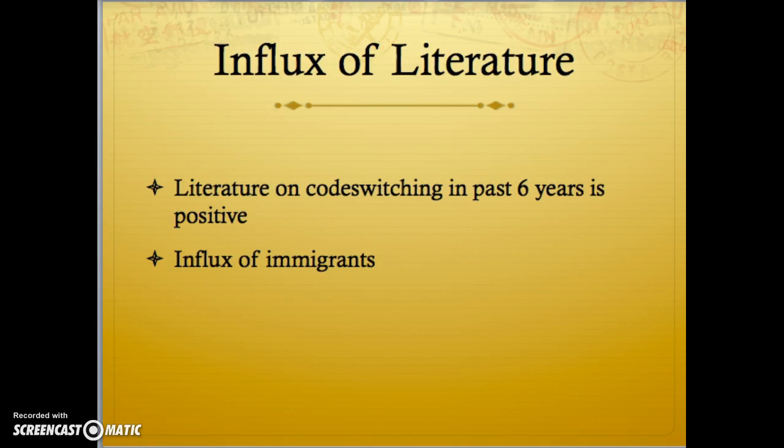Influx of literature. Literature on code switching in the past 6 years has been positive. There's been a lot of it. There's been an influx of immigrants. In the United States specifically, there were 9.6 million immigrants in 1970, and there are 41.3 million as of 2013. So because of the influx of immigrants and the influx of immigrants in the education system, I think that there's been more literature about code switching because it's been more of a reality for the educators in the US specifically. So I think that's why there's been more literature, and thankfully it has been positive.